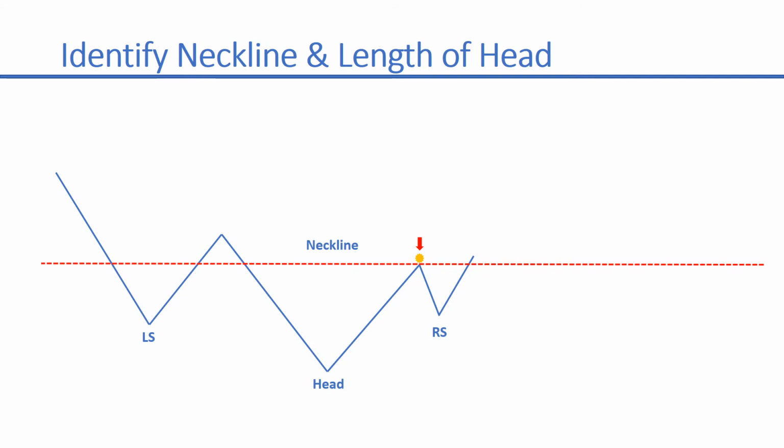The rules for head and shoulder trading rely on the height of the head. For an inverse pattern, this is the vertical distance from the neckline to the bottom of the head. In this case, it is 11.7 ticks. We'll use this measurement for our calculations.